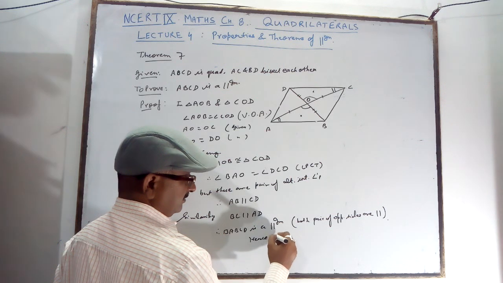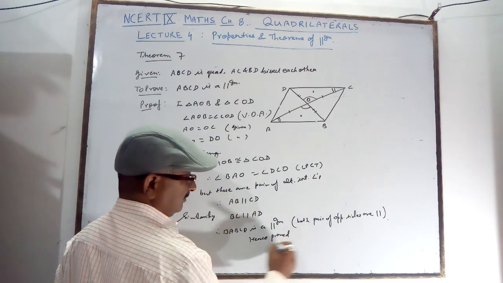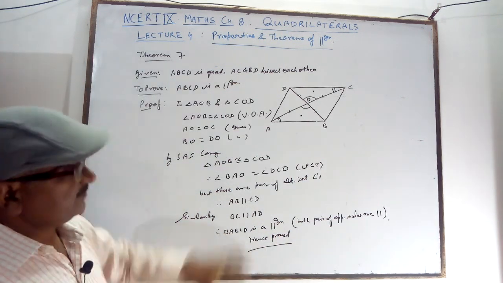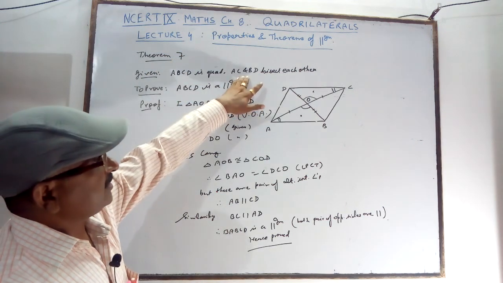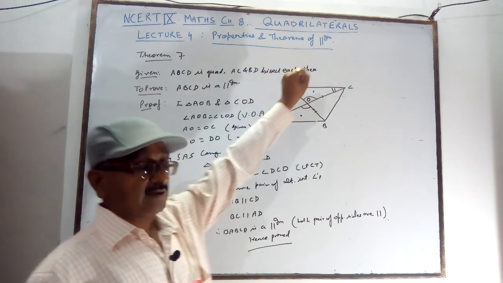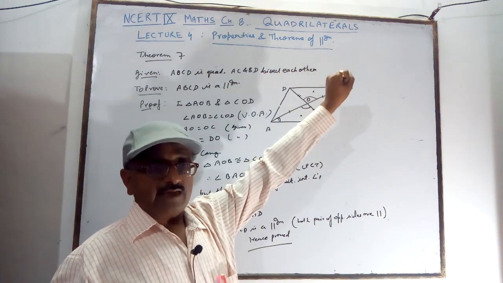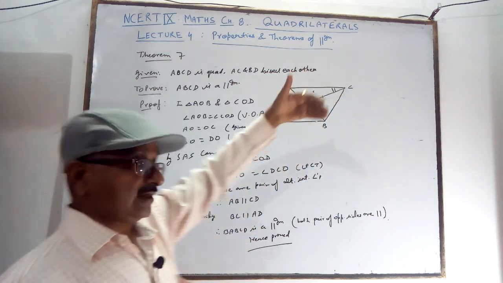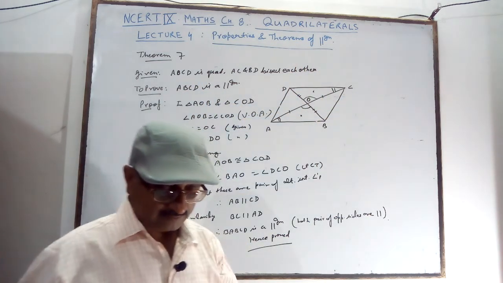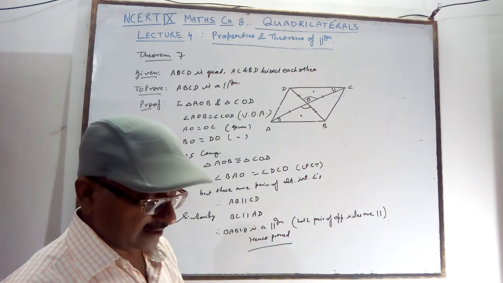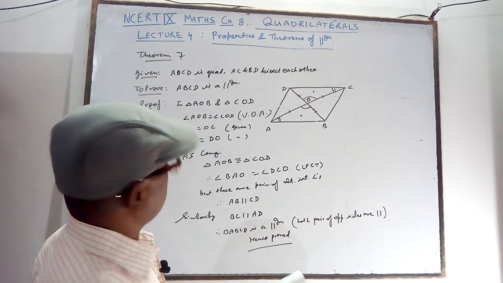You are getting the theorems based on parallelogram as well as quadrilateral. Due to this property you can write it is a parallelogram, and due to the property of a parallelogram you can write the diagonals bisect in the parallelogram. Now we'll see example number 1. 7 theorems you have finished.